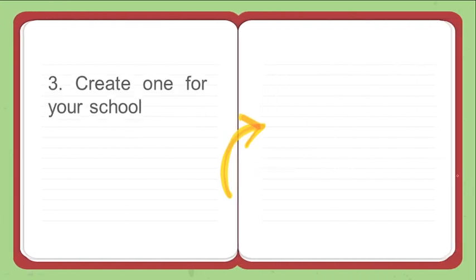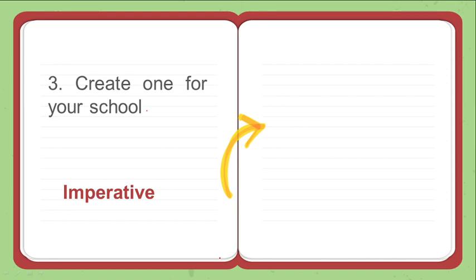Okay, next, number 3. Create one for your school. Okay, what kind of sentence is this? This is an imperative sentence. Very good. And again, since it is an imperative sentence, just like a declarative sentence, what is the punctuation mark that we need to use at the end of it? A period also. Good job.